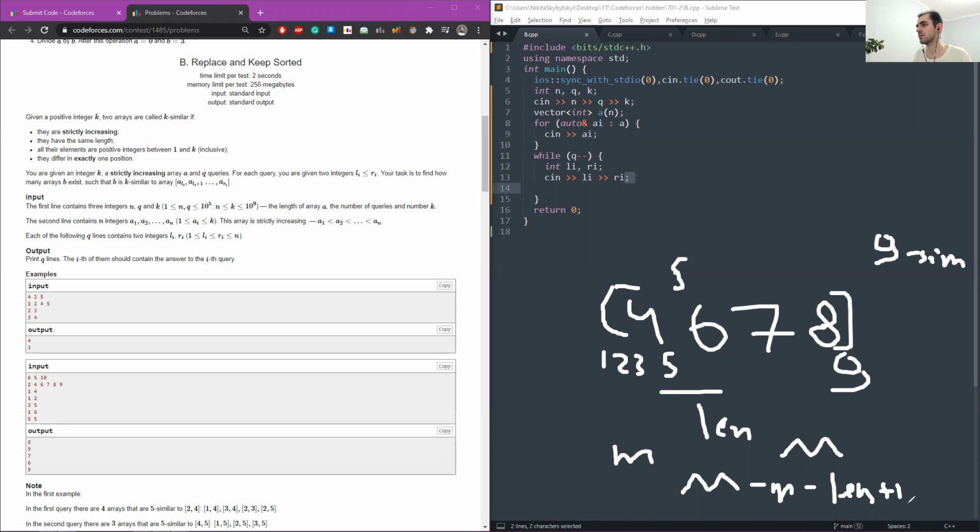Sure, minus len plus 1, 3 elements in between. So that gets multiplied by 2. And then how many elements do we have? We have k minus m elements that are here. And then we have m minus 1 elements that are smaller. At least that's what I think so far about this problem.